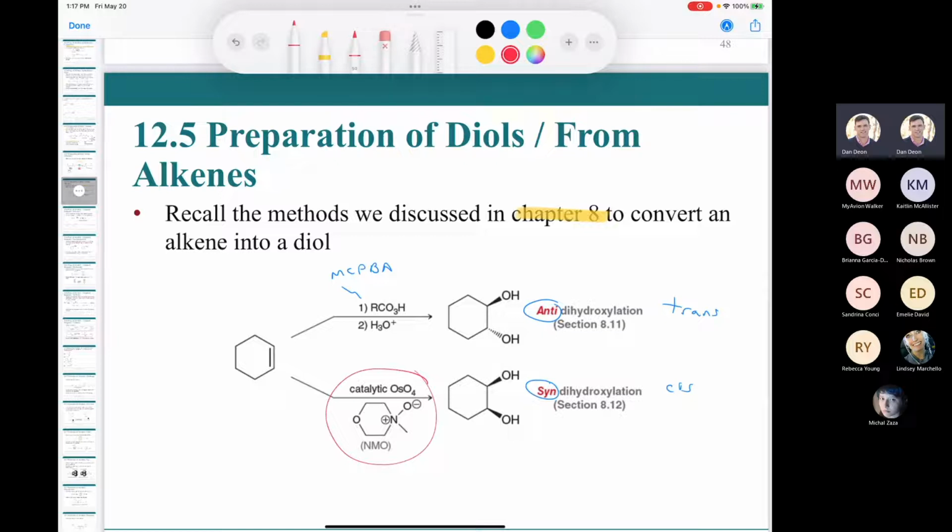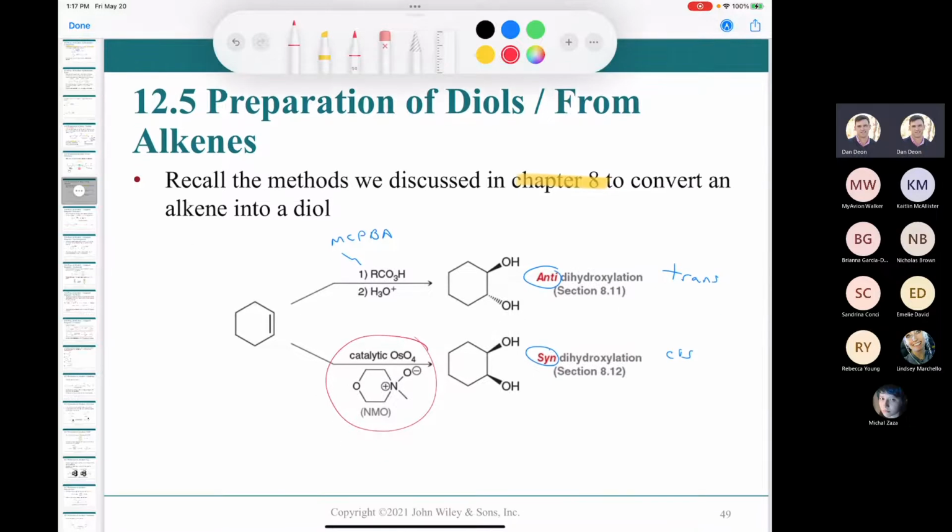Which is great, that we're only using a catalytic amount, because osmium tetroxide is so toxic. And then in the second step, we use NMO, or N-methylmorpholine N-oxide, as our co-oxidant. So that serves to regenerate the osmium tetroxide over and over. So, preparation of diols. What have we covered here?